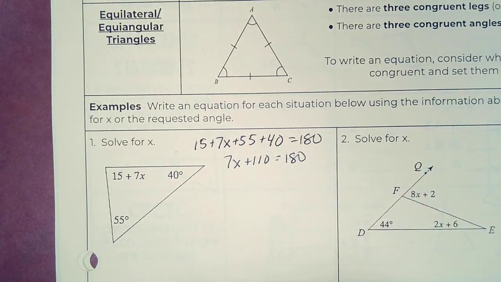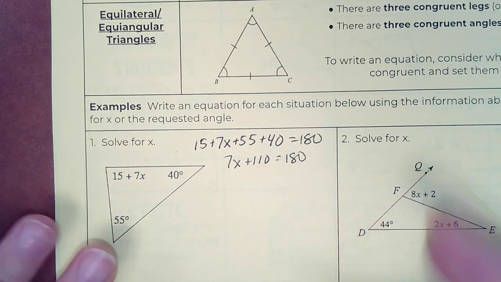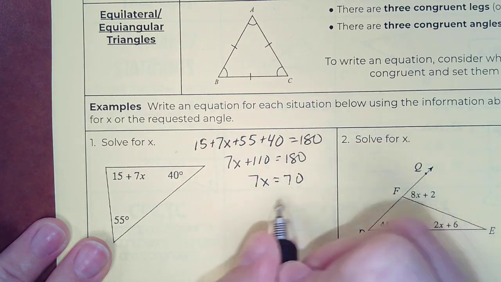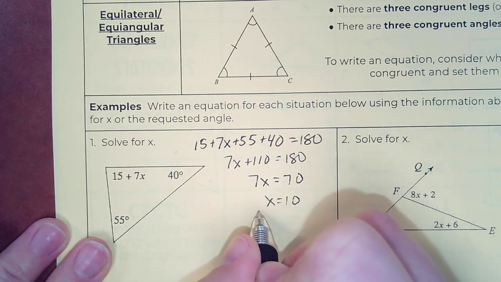Whoops. Just double check. Yep, 110. Subtract 110 on both sides, 7x equals 70. Divide by 7, so x equals 10. And I'm done.